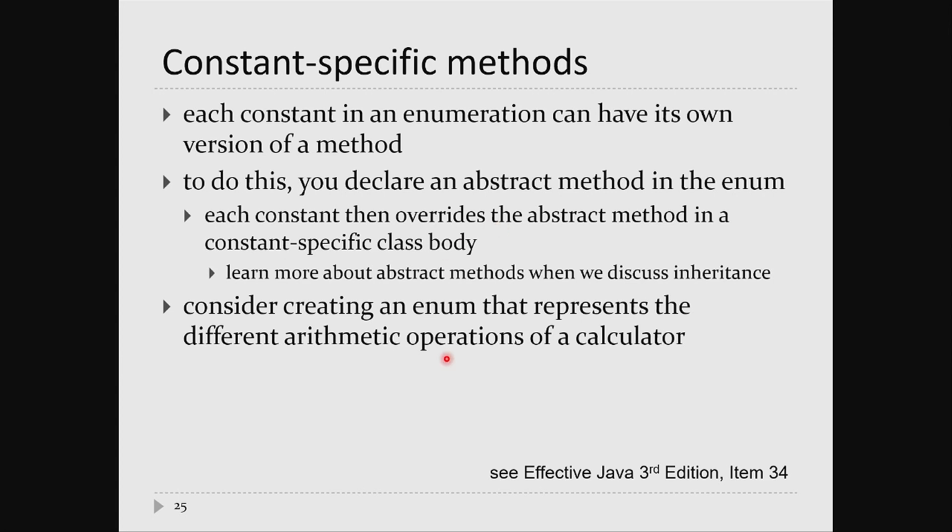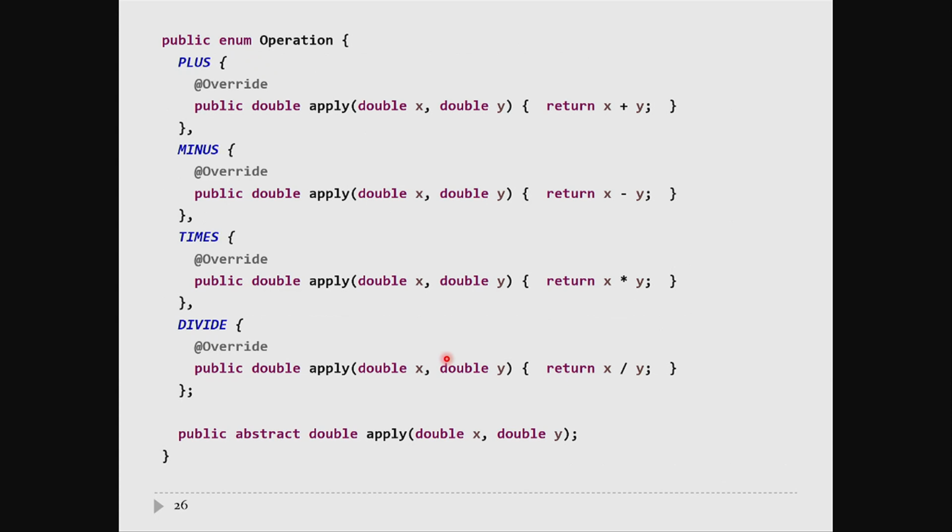I'm going to make an enum now where you have 4 different arithmetic operations: addition, subtraction, division, and multiplication. You might want to do this sort of thing if you're actually implementing a calculator, because a calculator normally has a fixed and finite number of operations that it can perform. Here's an example of an enum that represents 4 operations on a calculator.